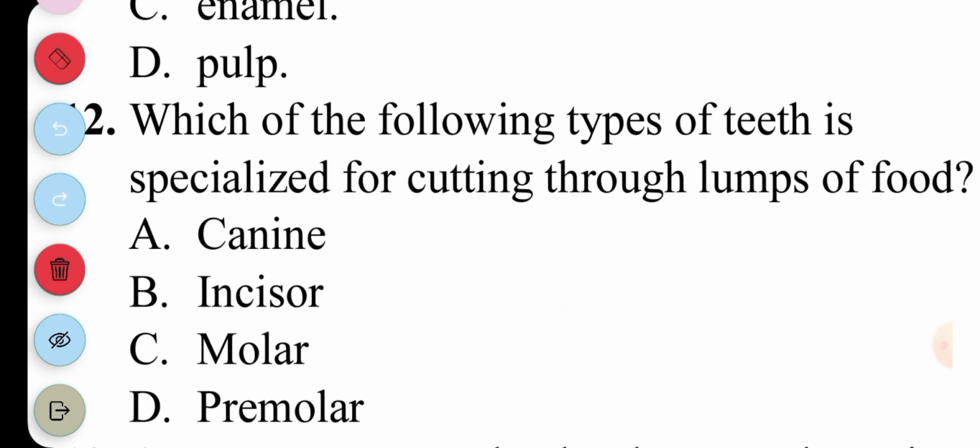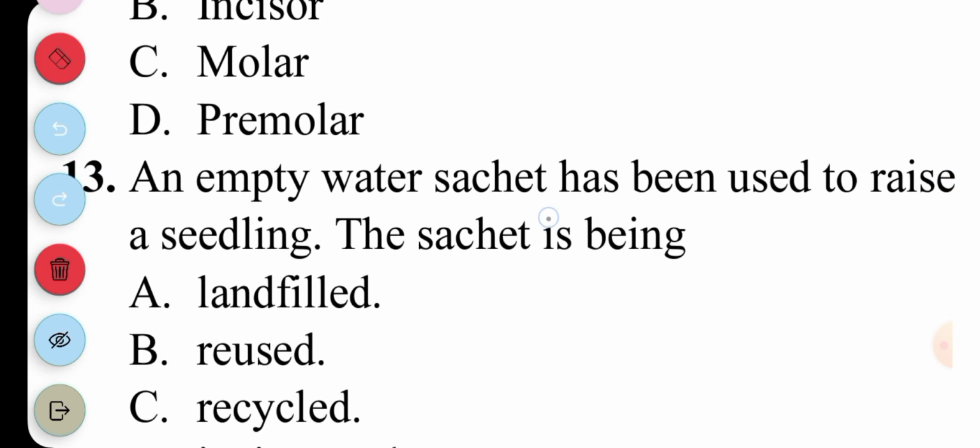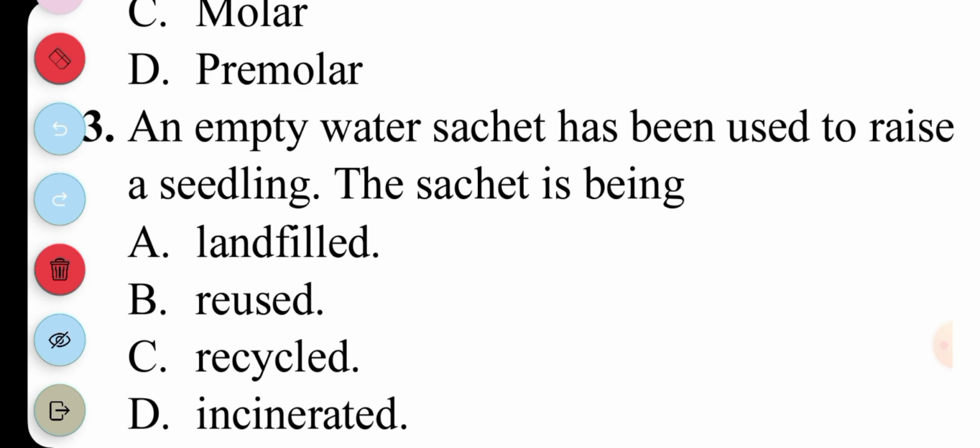Question 12. Which of the following types of teeth is specialized for cutting through lumps of food? A. Canine, B. Incisor, C. Molar, D. Premolar. The answer to question 12 is B. Incisor. 13. An empty water sachet has been used to raise a seedling. The sachet is being A. Landfilled, B. Reused, C. Recycled, D. Incinerated. The answer to question 13 is B. Reused.